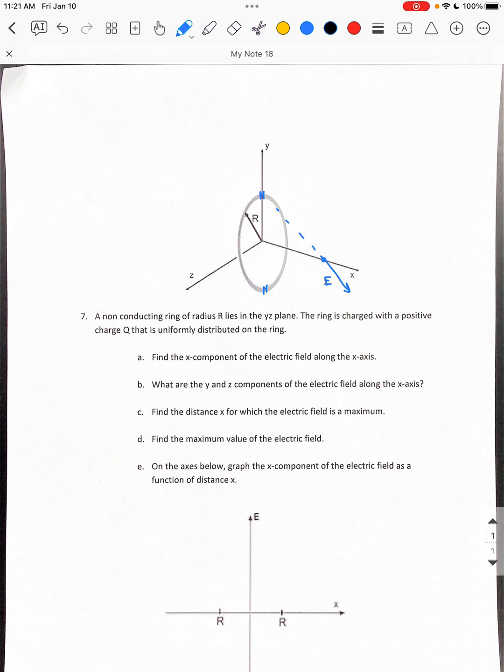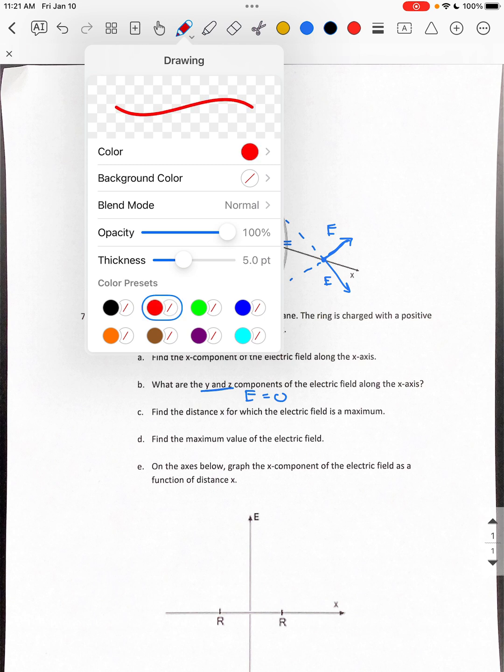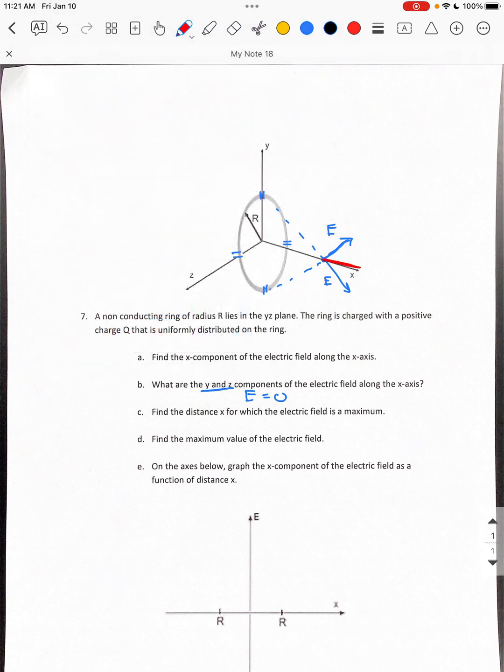For this piece of charge at the bottom of the ring, it'll come up and to the right, which lets us know that the y component of our electric field is going to cancel out. And you can do the same thing for these positions and see that the y components end up having an electric field equal to 0. So all we really have left is electric field pointing in the positive x direction.